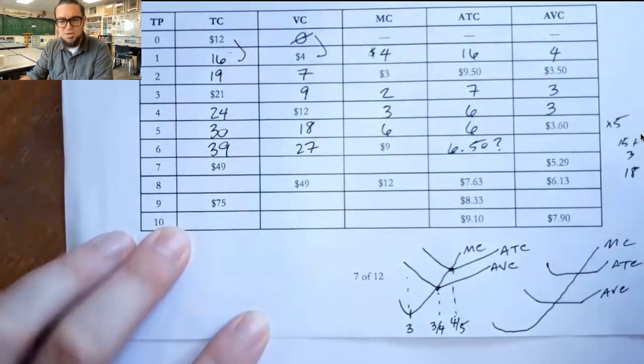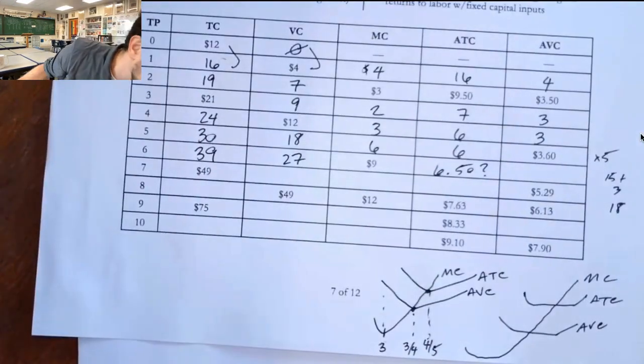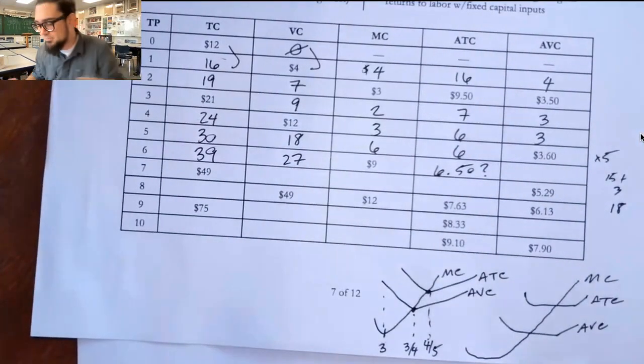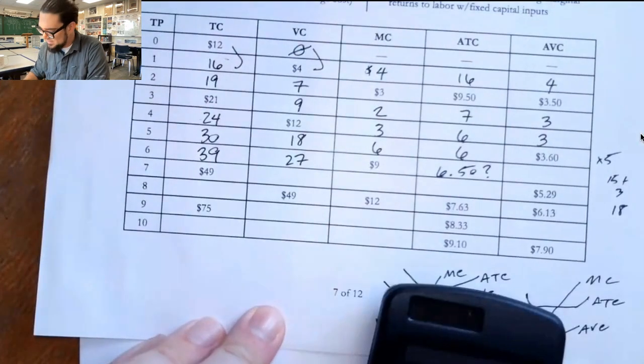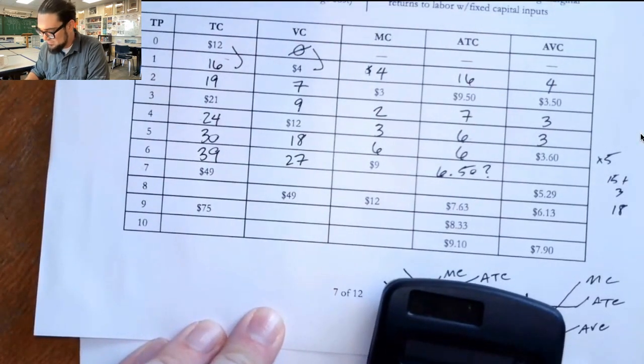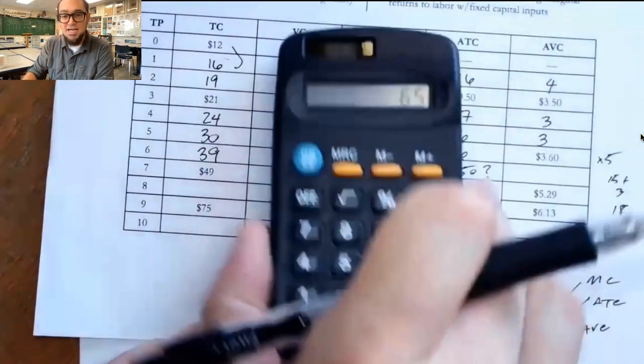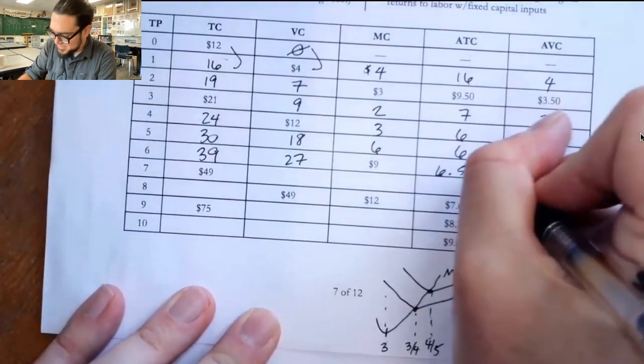6.50, question mark. I don't have my calculator on me. I should probably have that. Here we go. Got to bust out my old calculator. It's too early in the morning for this stuff. 6.50. I got it right. Woo, yay. Okay, so I'm going to scratch that one out.